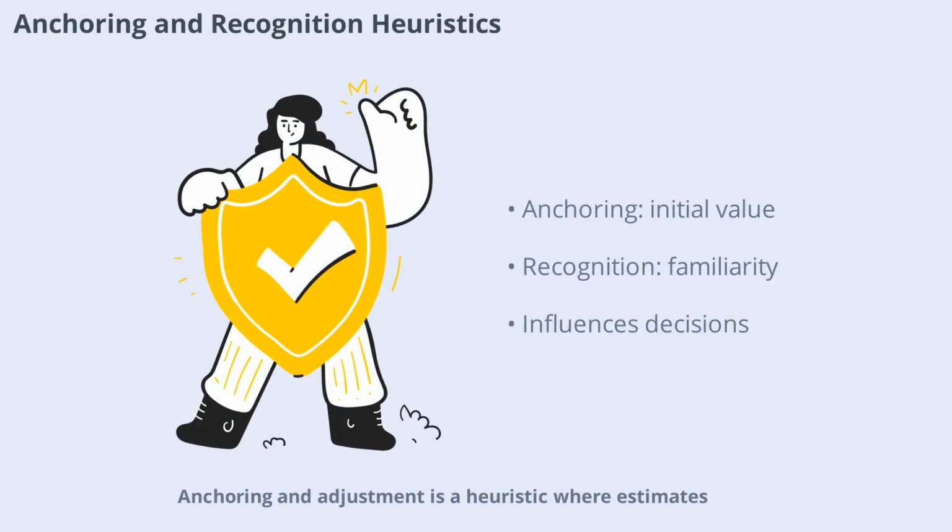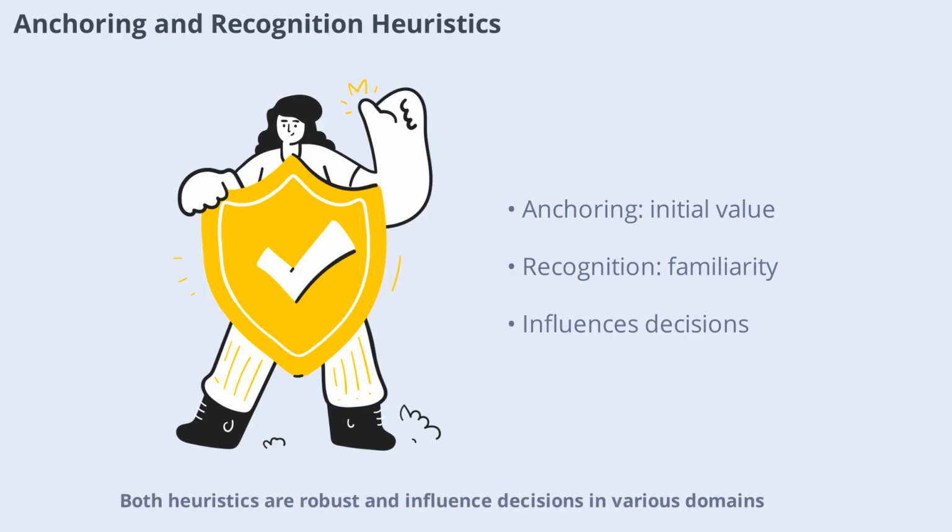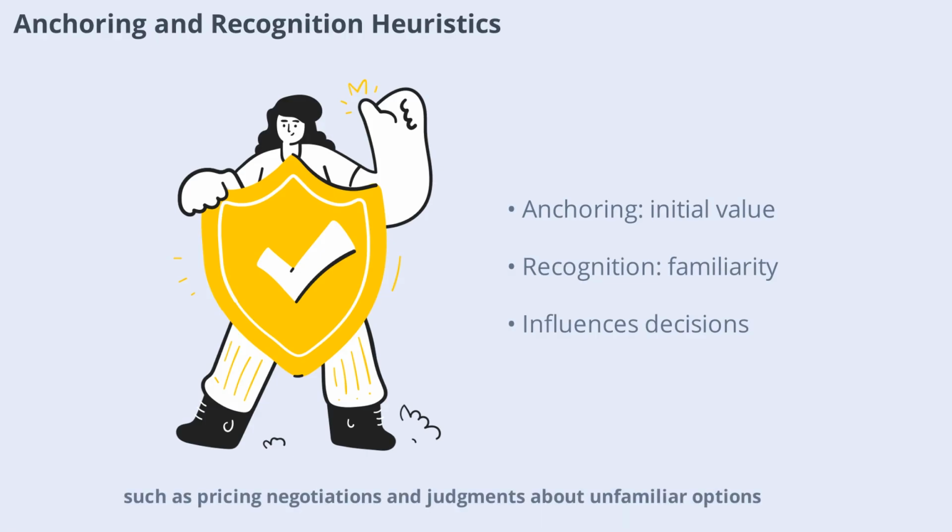Anchoring and adjustment is a heuristic where estimates start from an initial value and adjust from it, but adjustments are often insufficient. Recognition heuristic involves choosing between alternatives based on familiarity. Both heuristics are robust and influence decisions in various domains, such as pricing, negotiations, and judgments about unfamiliar options. Understanding these heuristics helps us avoid common pitfalls.